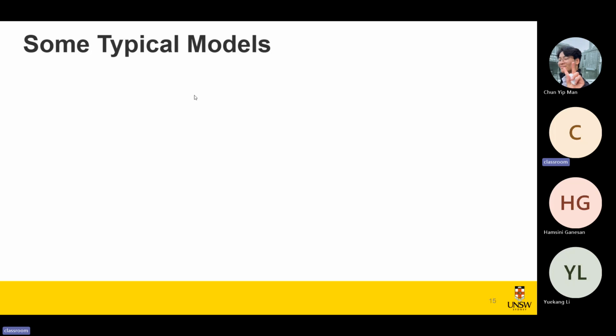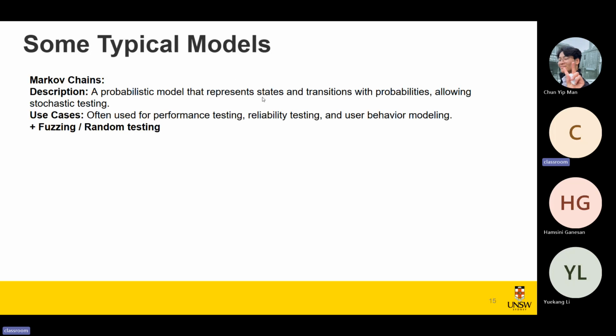And let's continue. There are some more models. Those previous models, whether they are graph-based or not graph-based, mostly deal with the inputs. We don't care about the actual implementation. They are not derived from the code. And there are some other models which could come from the actual implementation of the program we are trying to test. One of them is called Markov chain. Markov chain is actually a probabilistic model that represents states and transitions with probabilities.